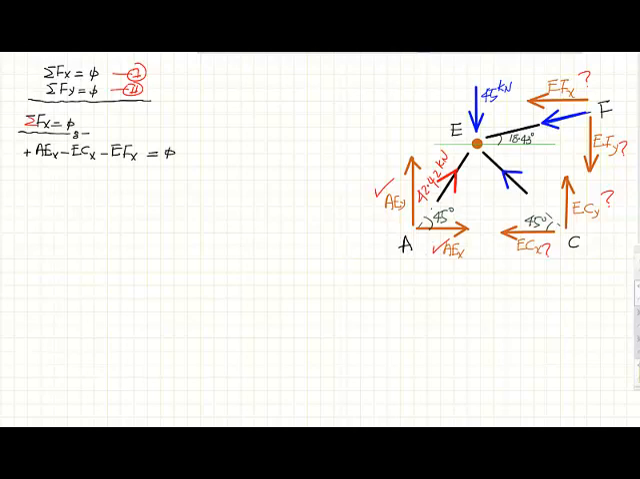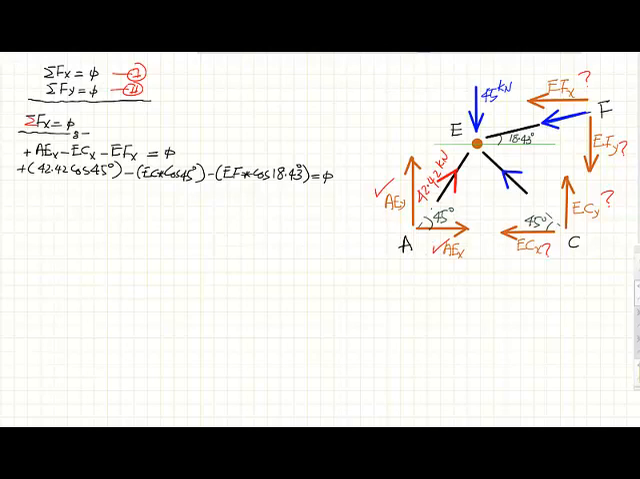So AEX actually is 42.42 cosine 45 degrees, and minus ECX will resolve them, though EC is unknown, so we'll say it is equal to EC multiplied by cosine 45 degrees, and for EFX is equal to EF multiplied by cosine 18.43 degrees is equal to 0.